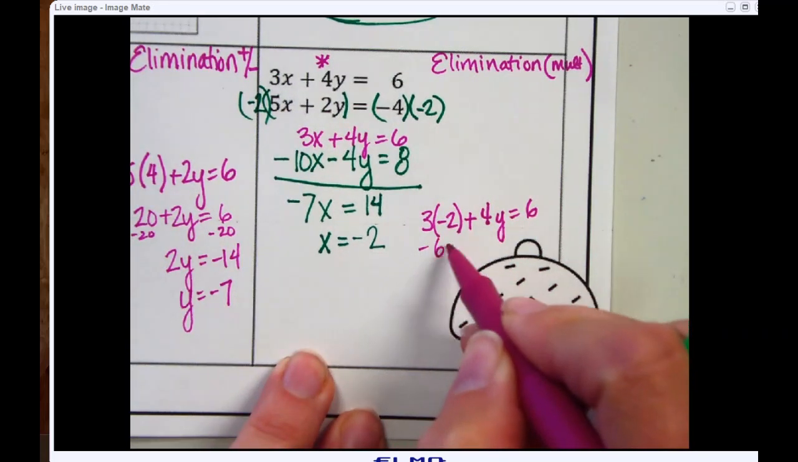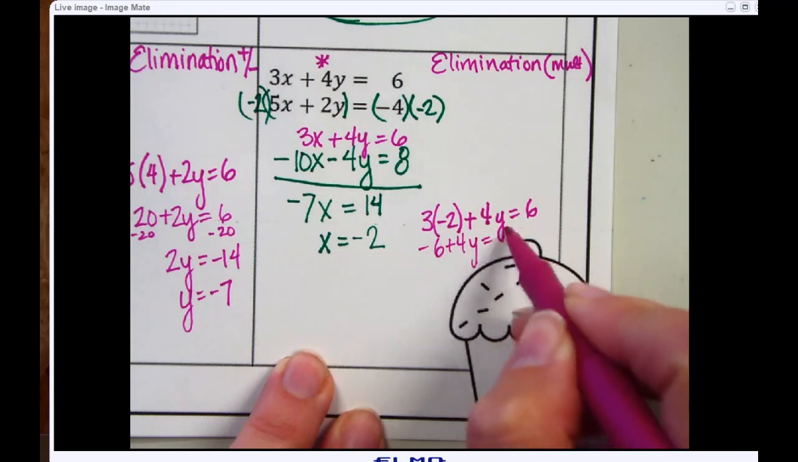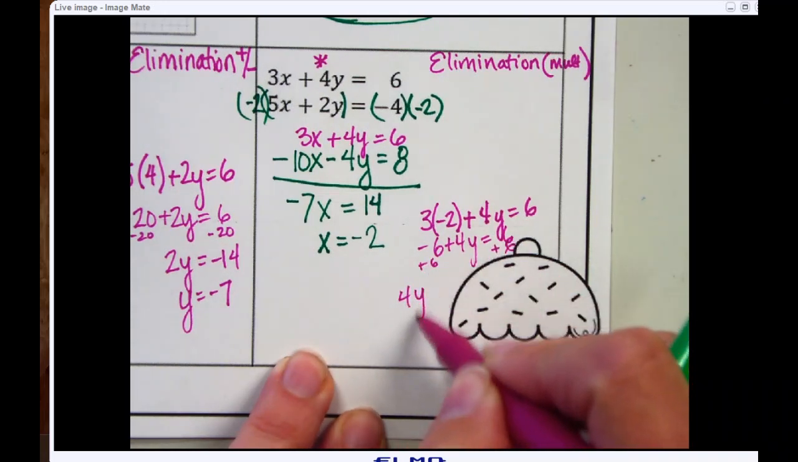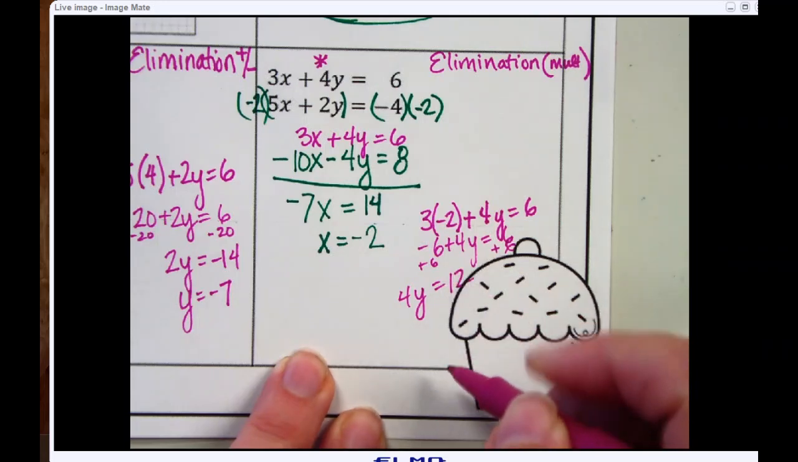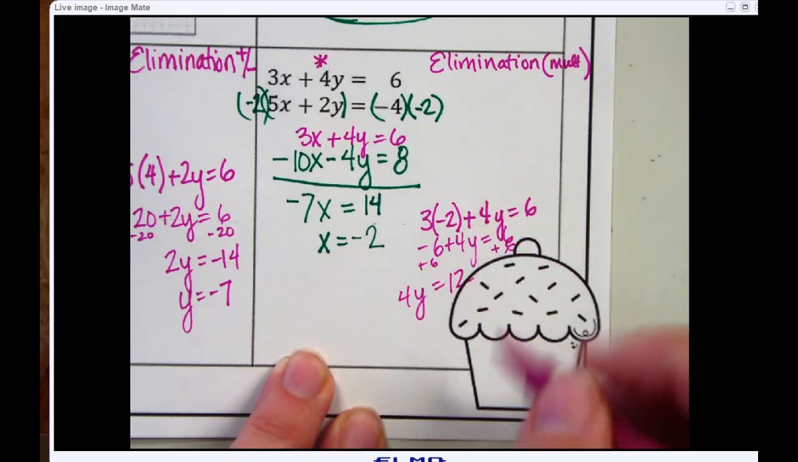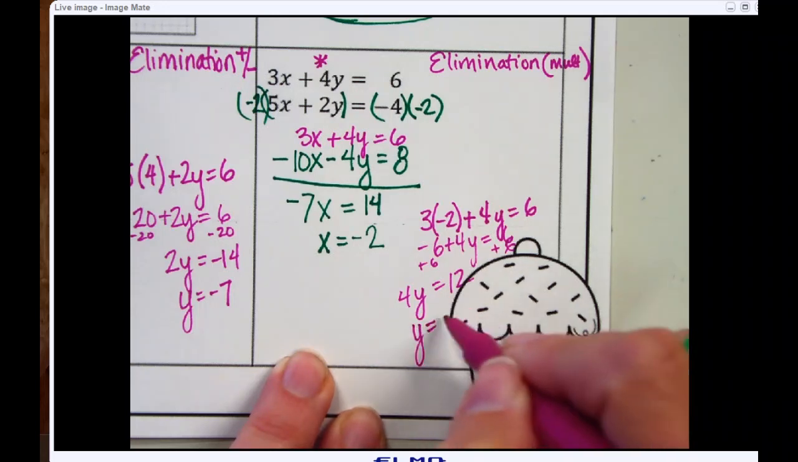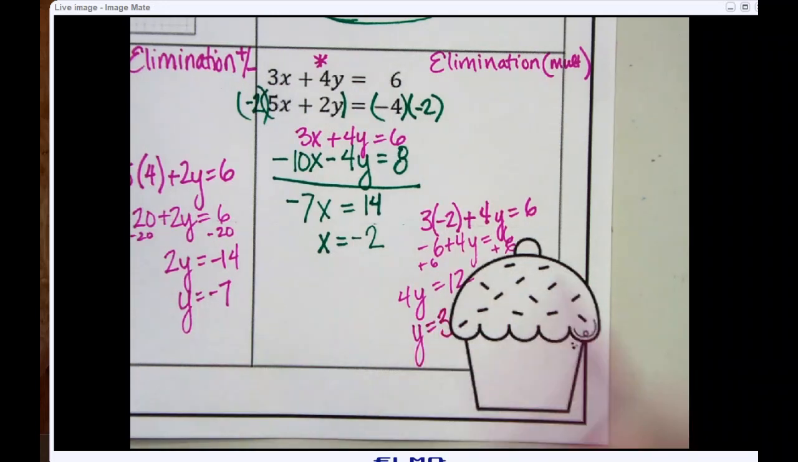I've got -6 plus 4y equals 6. Add 6. So 4y equals 12. Divide by 4, and y equals 3. There was a lot going on there, right? Yeah, so it's -2 and 3?